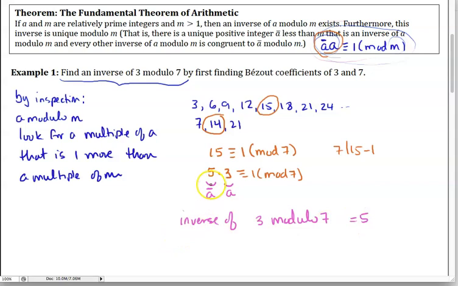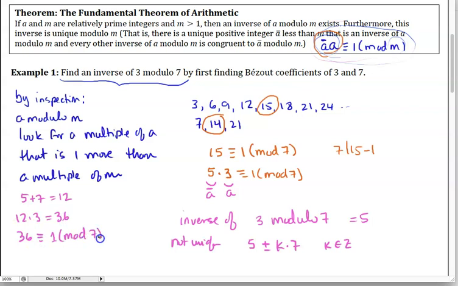Now in modulo, that inverse is not unique because I could have a bunch of numbers that multiply 3 and give me something congruent to 1 mod 7. Actually, if I take that 5 and I add or subtract any multiple of 7, an integer multiple, then that will also be an inverse. Let's say I take 5 plus 7, which is 12. Then 12 times 3 is going to equal 36, and 36 is congruent to 1 mod 7, because 7 divides into 36 minus 1.